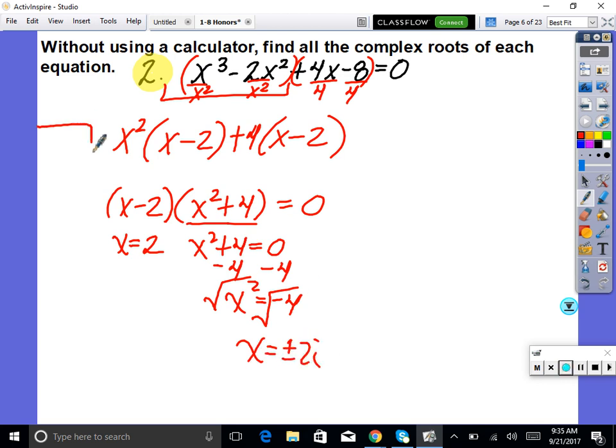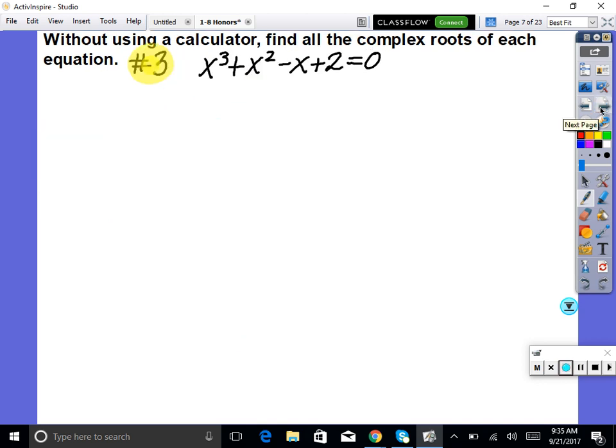I'm going to go and put all my answers so it's easy for me to see in the bucket of solutions. All good. Not bad, right? Okay, let's go to number 3.